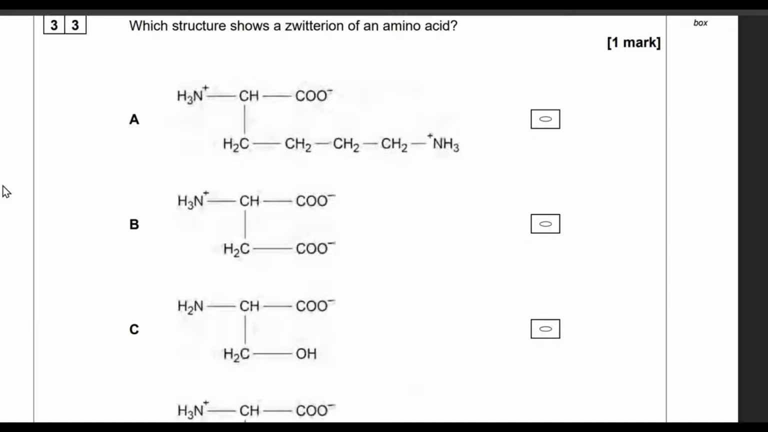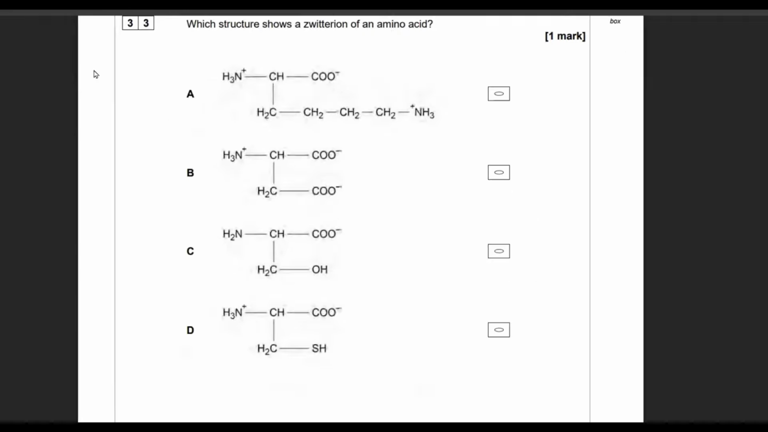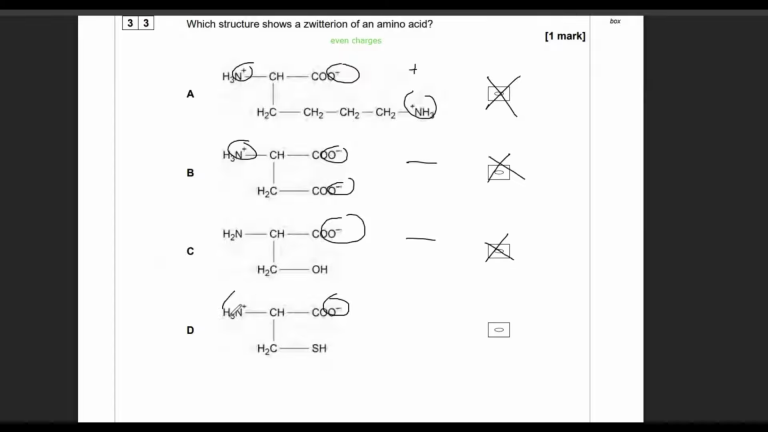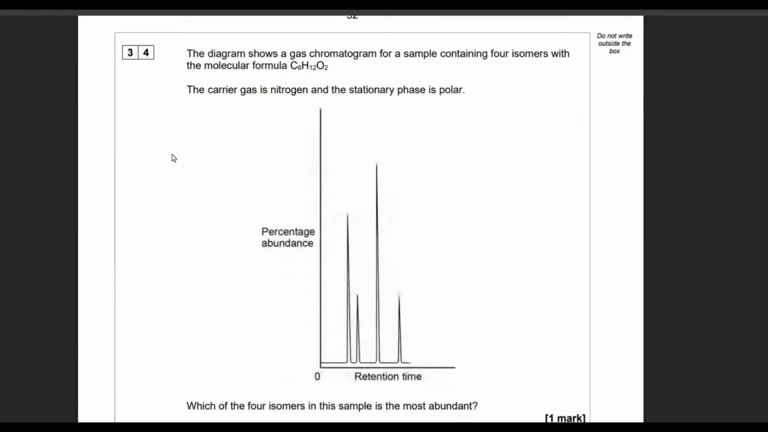Let's zing down. 33. Which structure shows a zwitterion of an amino acid? Now, zwitterions have a neutral charge. So the zwitterion has a positive and negative bit, but they cancel each other out. So check this one out. This got 2 minus and a plus, overall minus. That's got 1 plus, 2 minus. Overall, it's a minus charge, so that's gone. This one's got 1 minus, 1 plus, cancels out to 0 charge. That is our zwitterion. D. All right, yeah. Getting a bit excited.